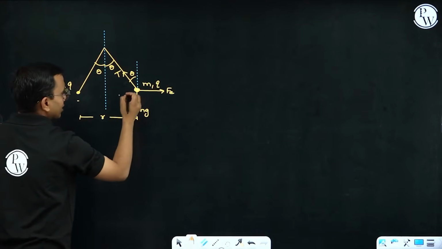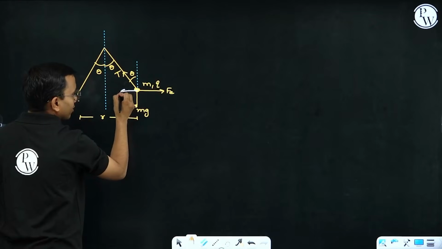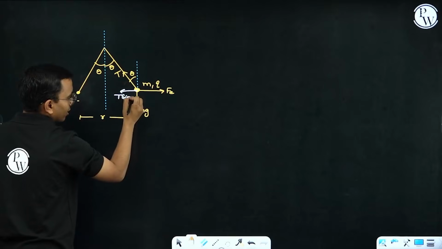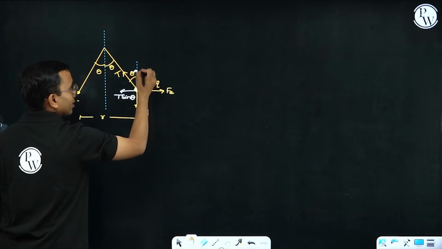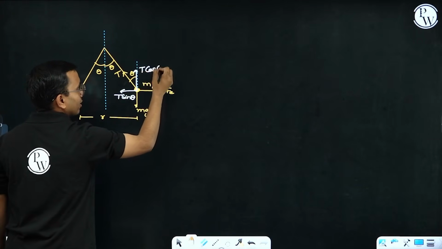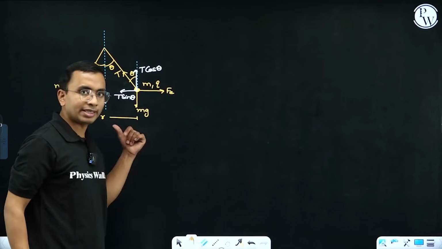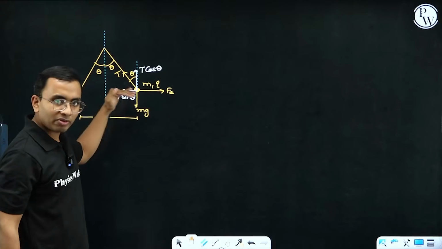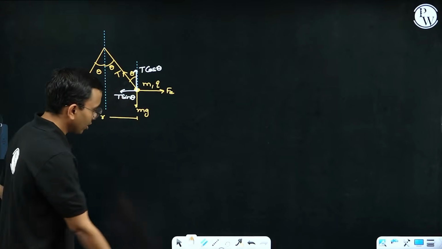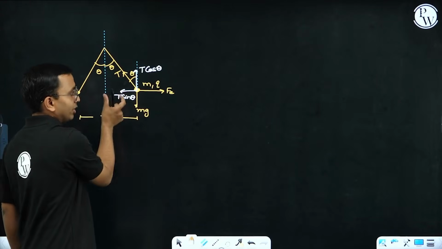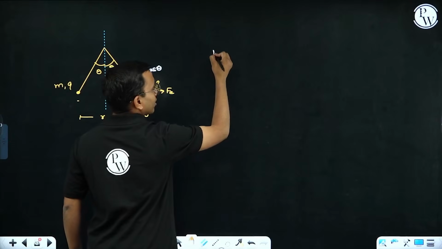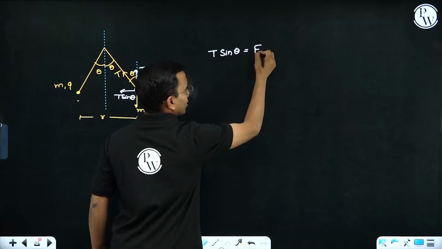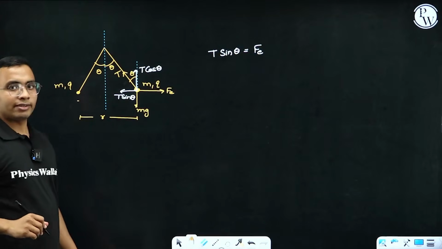So if I take the components, what will be this component? This is T sine theta. What will be this component? T cos theta. Okay, T sine theta and T cos theta. Now here apply equilibrium one by one in horizontal and then in vertical direction. So in horizontal direction, T sine theta is my F electrostatic.